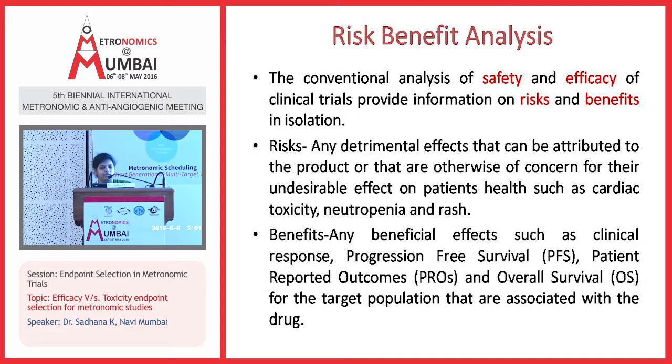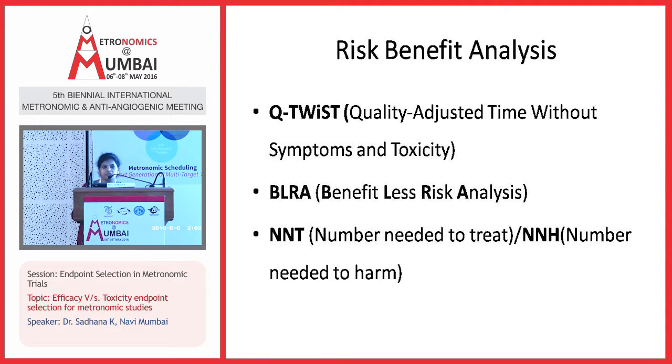Risks are any detrimental effects that can be attributed to the product or that are otherwise of concern for an undesirable effect on the patient's health status, such as cardiac toxicity, neutropenia and rash. Benefits could be anything like a clinical response, progression-free survival, patient-reported outcomes, and overall survival of the target population associated with the drug. Now, there are different methods of doing a risk and benefit analysis. I'll just mention 3 and detail one method. The first is Q-TWiST, that is quality-adjusted time without symptoms and toxicity. The second is BLRA, which is benefit-less-risk analysis. And the last one, which we often use, is number needed to treat and number needed to harm.